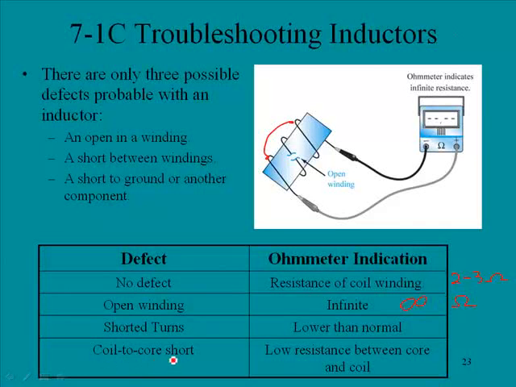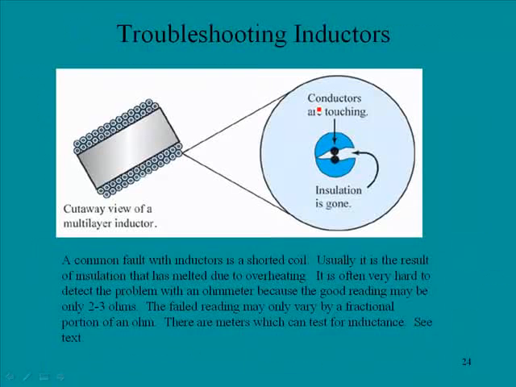And then coil to core short, and that's the case where you have a coil, the coil is shorted to the core material, which should not be. And here, a common fault with inductors is a shorted coil, and that's the one we just mentioned. Usually, it is the result of insulation that has melted due to overheating. It is often very hard to detect the problem with an ohmmeter because a good reading may be only 2 to 3 ohms. The failed reading may only vary by a fractional portion of an ohm.